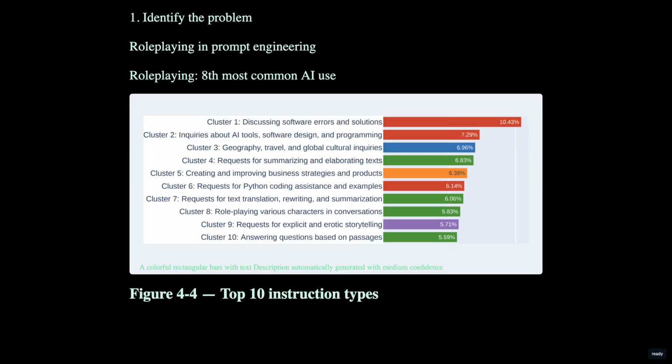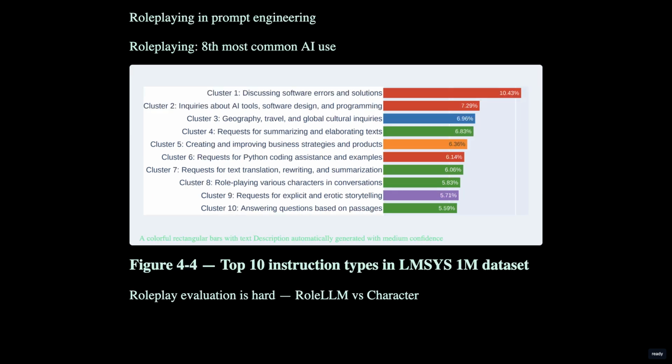This figure shows the 10 most frequent instruction types found in the LMSYS 1 million conversations dataset. We'll refer to this breakdown to understand common user intents and to prioritize which instruction categories need careful evaluation. Evaluating role-playing is hard because it requires judging persona, style, and consistency, which are difficult to automate.